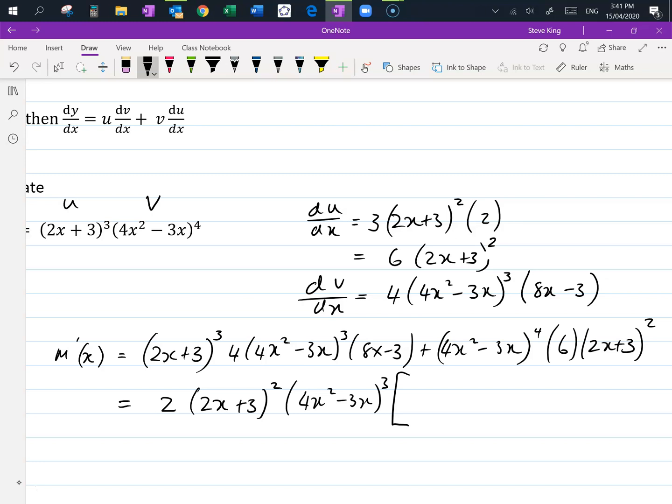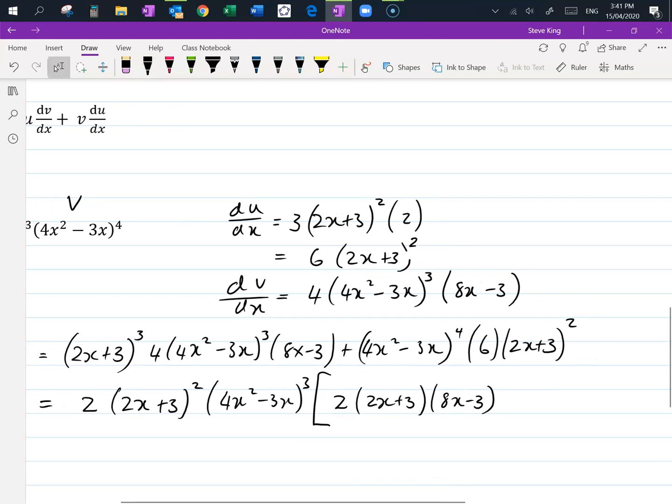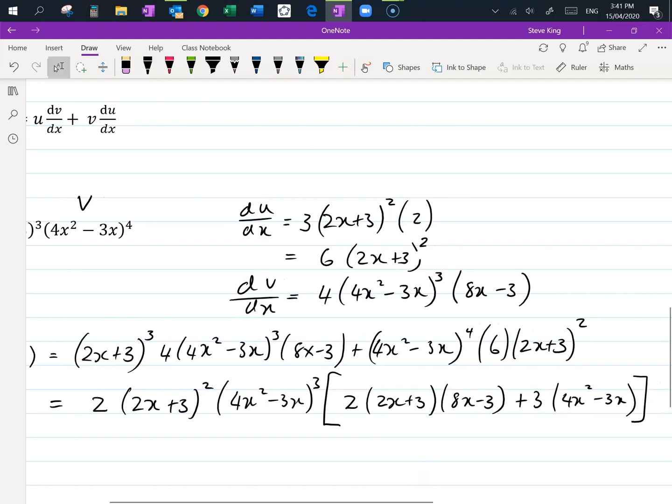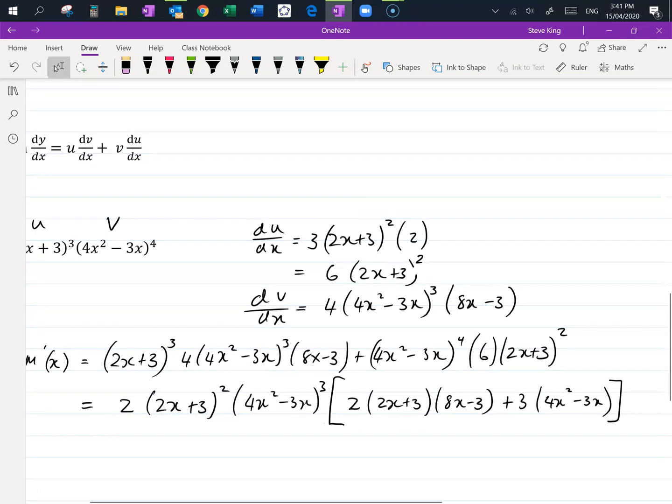What am I left with now? Well, I've got 2 times (2x plus 3) times (8x minus 3) plus 3 times (4x squared minus 3x). And there we have our derived function. And that is quite a meaty expression.